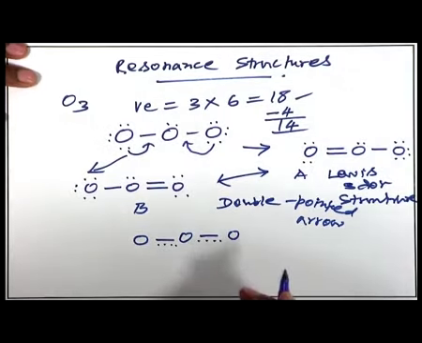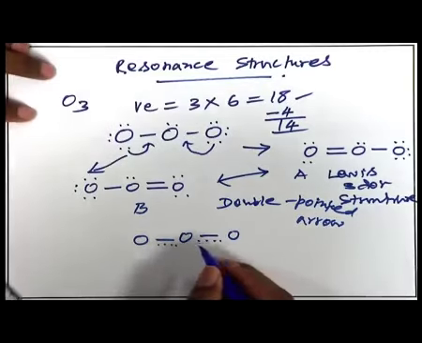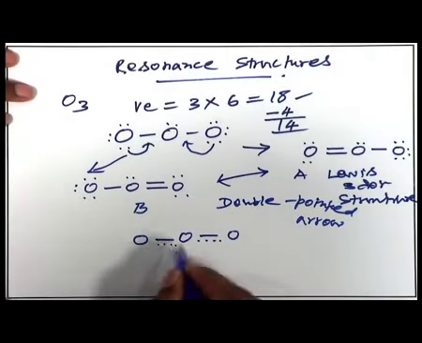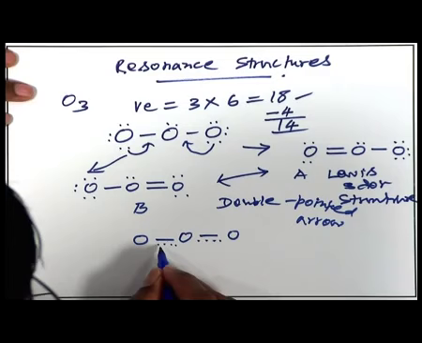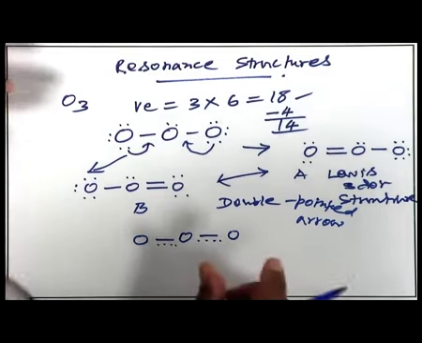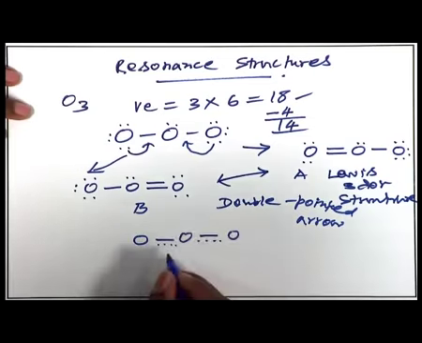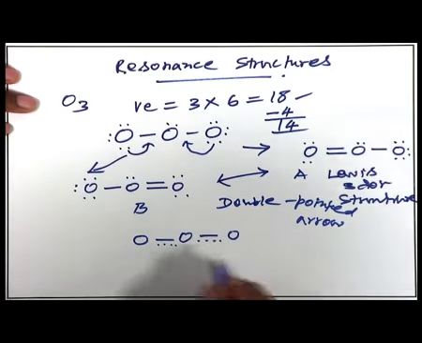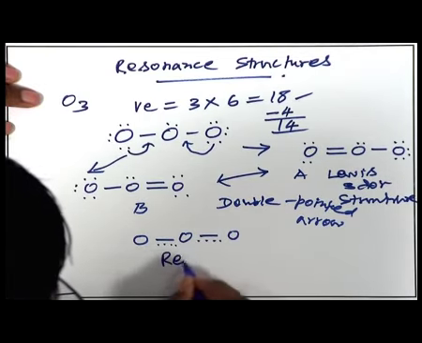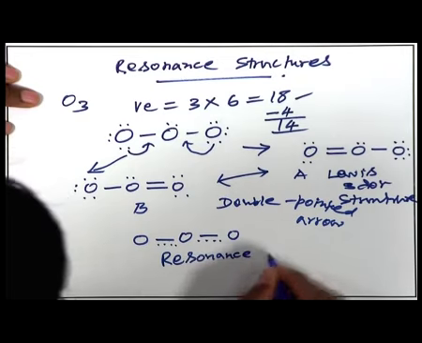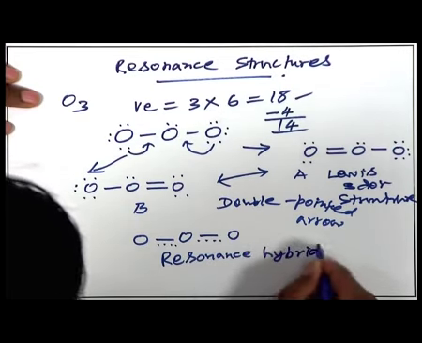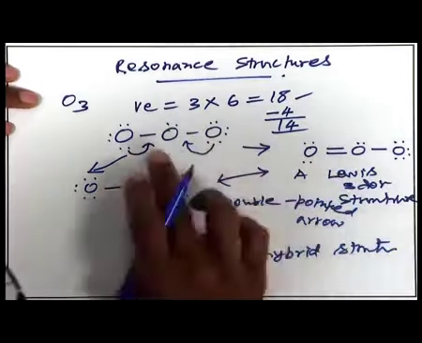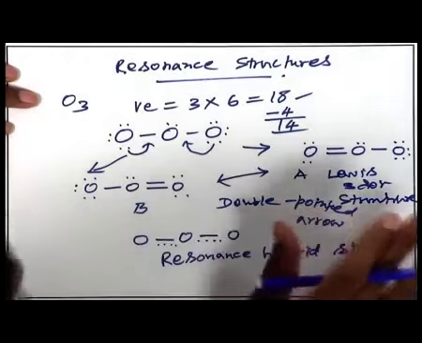Like that. Now, you can see that the blended structure has a dotted line. Three oxygen atoms, a single bond, and then you have a dotted line. That dotted line indicates a partial bond. So this structure is called the resonance hybrid structure. Structures A and B can also be called canonical structures.